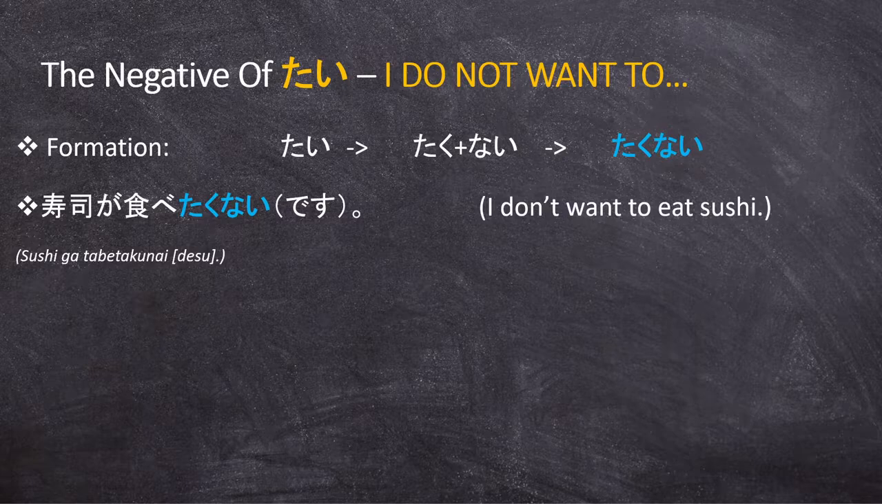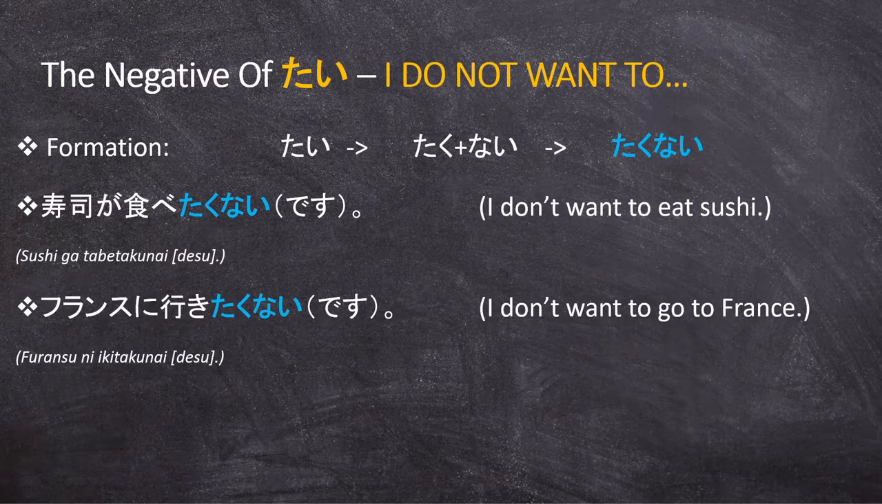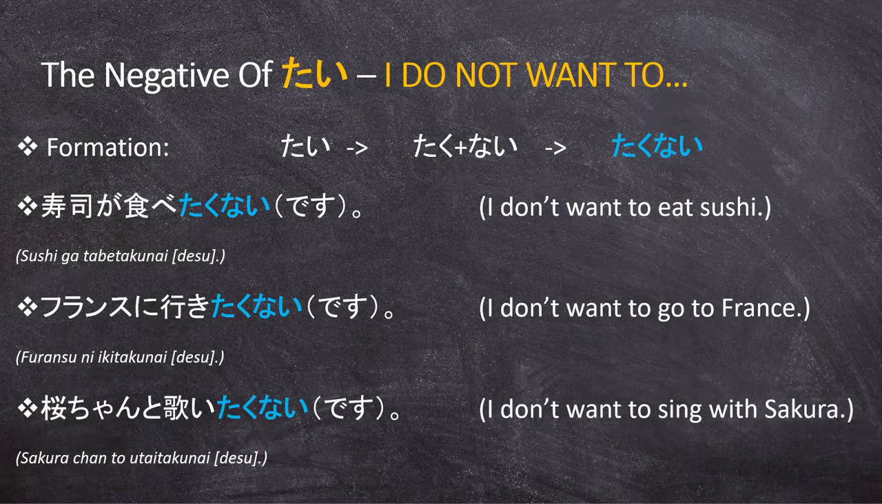And let's see our first sentence from the section before. Sushi ga tabetaku nai desu. I don't want to eat sushi. Fransu ni ikitaku nai desu. I don't want to go to France. Sakura-chan to utaitaku nai desu. I don't want to sing with Sakura. As you can see here, once again, tai is being attached to the renyo stem, and just bear in mind when you want to say that the speaker does not want to do something, you should always use takunai.